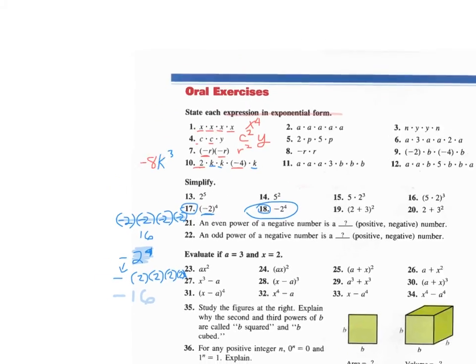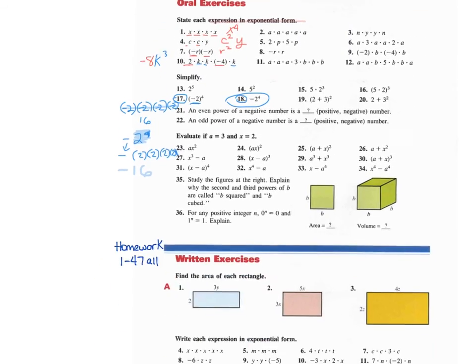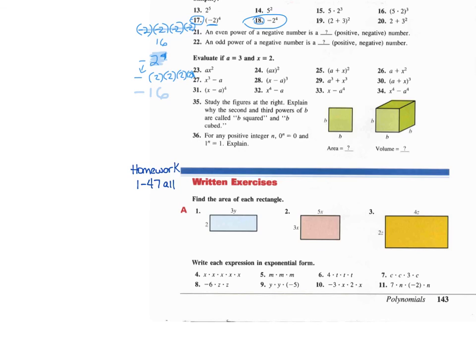So your homework is 1 through 47, all, for this section.